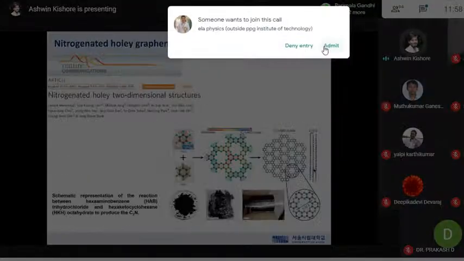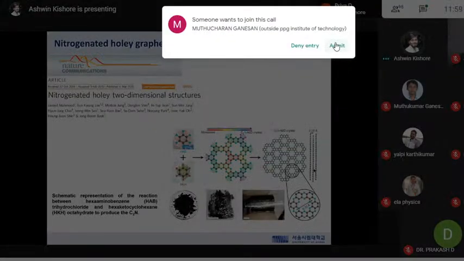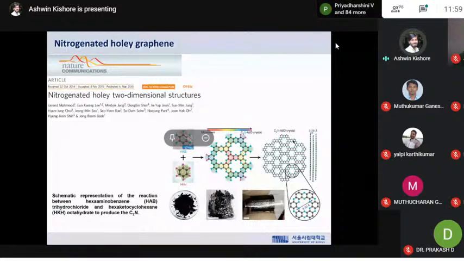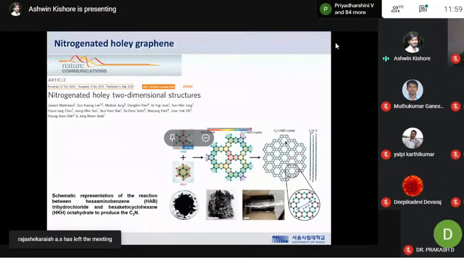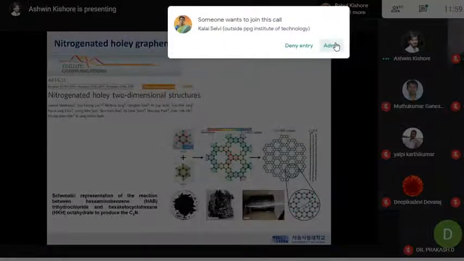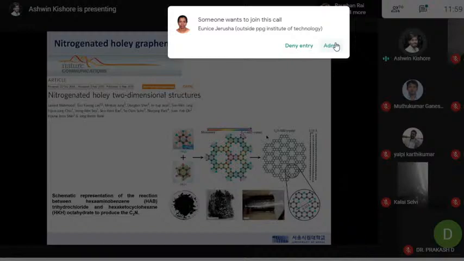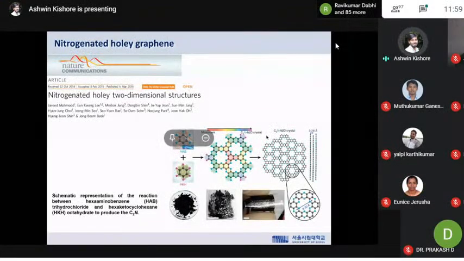Nitrogenated holey graphene is a 2D material synthesized experimentally by Mahmood et al. using a wet chemical synthesis route. This 2D structure is similar to graphene, but with the periodic inclusion of nitrogen atoms and holes. These nitrogen atoms and holes open up the band gap in this material. So it's a direct band gap material. This makes this material interesting for various applications like optoelectronic applications, gas sensors, or catalysis.